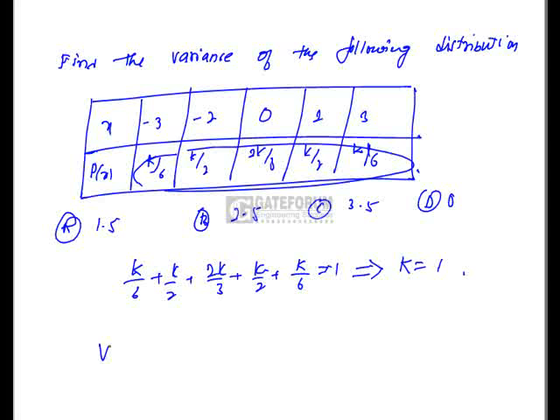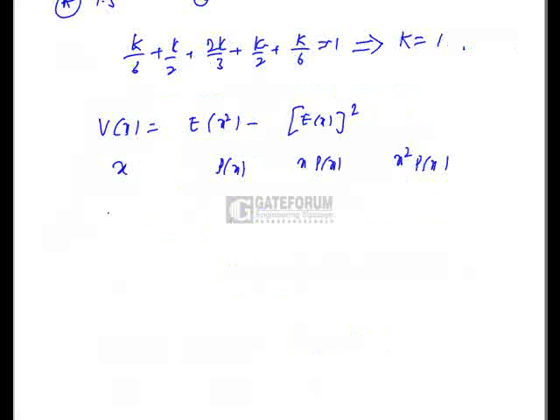Now we know the formula of variance: V of x is nothing but E of x square minus E of x, which is the mean, whole square. In order to find the variance, first we have to find E of x square as well as E of x whole square. To find that, let us make a table of x, then p of x, x into p of x, and x square into p of x. The values of x are minus 3, minus 2, 0, 2, and 3. Let us go for the sum here.